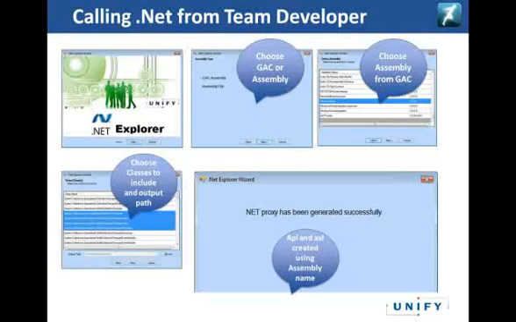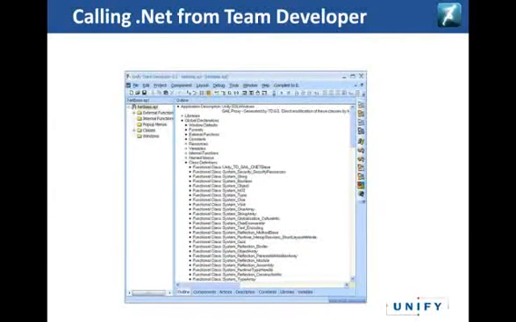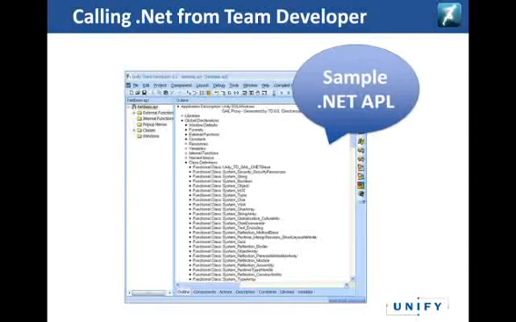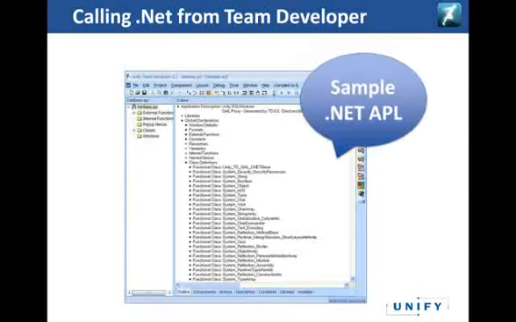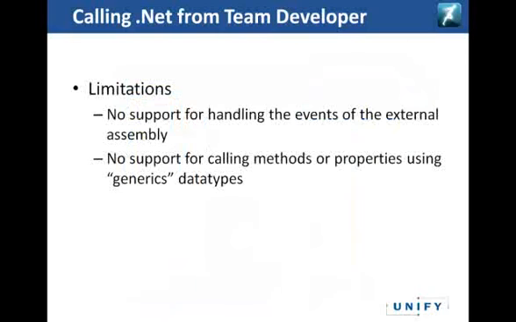And then you can include that new APL into your TD.NET application, in your TD application. This one works with Win32 and .NET, really. A few limitations here. No support for handling the events of the external assembly, and no support for calling methods or properties using the generics data type.